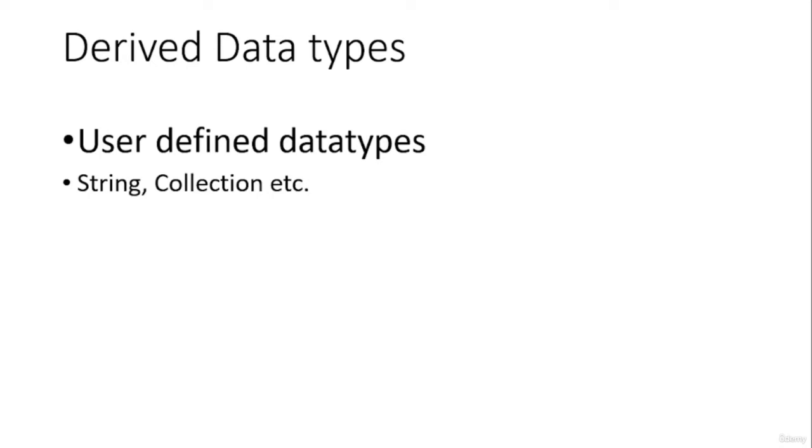Next are the collection classes such as list, set, map, queue. These all have different data structures, and these are all derived data types which can hold some values. We will discuss them when we come to the collections lesson. For now, let us think of them all as derived data types.